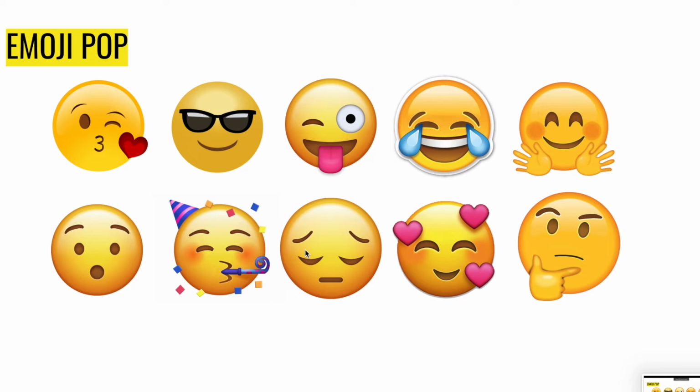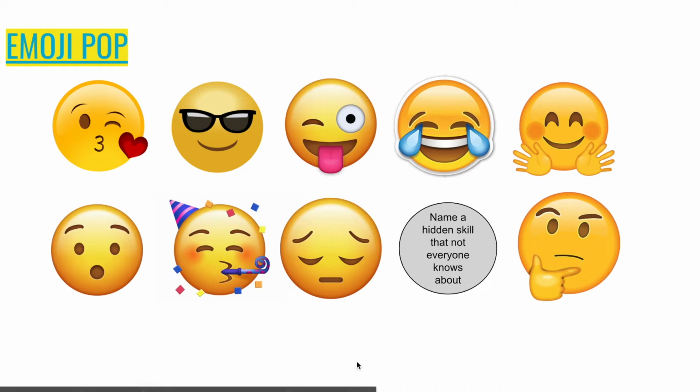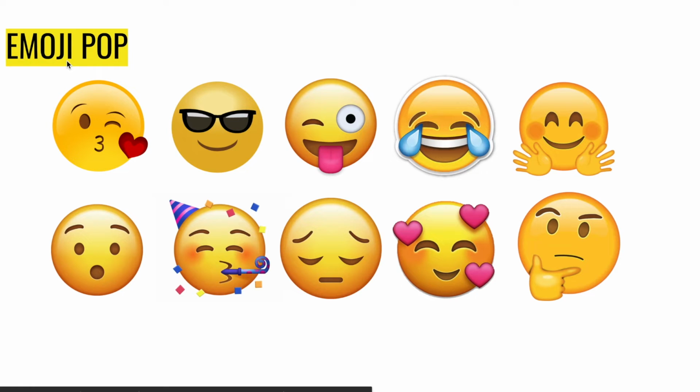Okay, so here's what will happen. You ask a student which emoji would you like. So say for example, the student will choose, I want the heart one. Okay, so click on the heart one while you are sharing your screen. There you go. Name a hidden skill that not everyone knows about. So give the student time to answer, and once he or she is done answering it, click on this part and you'll be back to the main slide.